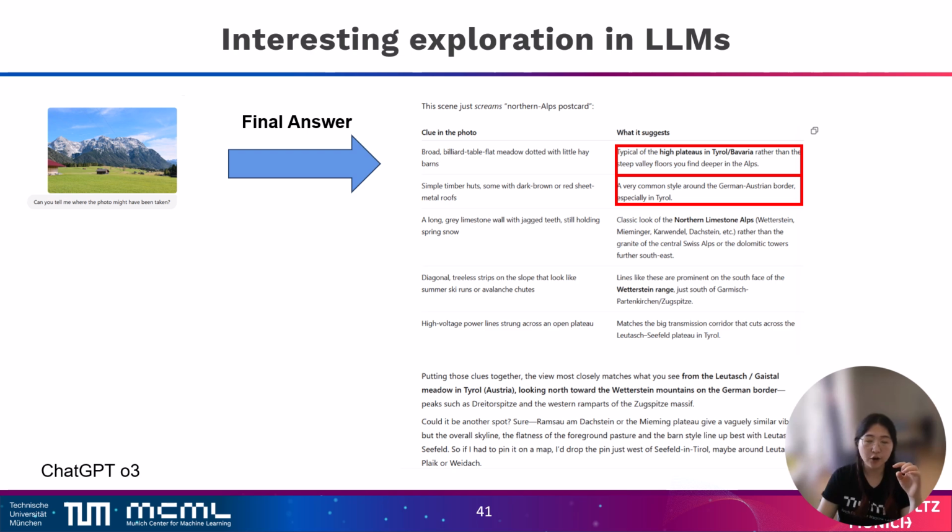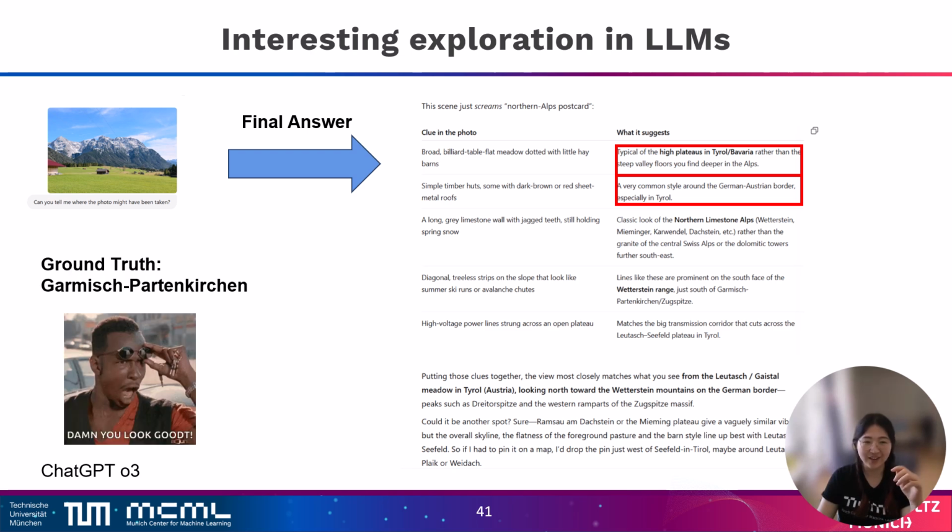So here I can tell you what the ground truth answer is. It is Garmisch. So actually we can find that the output of the large language model is really, really good, even when I just provide a photo to let the model do the prediction.